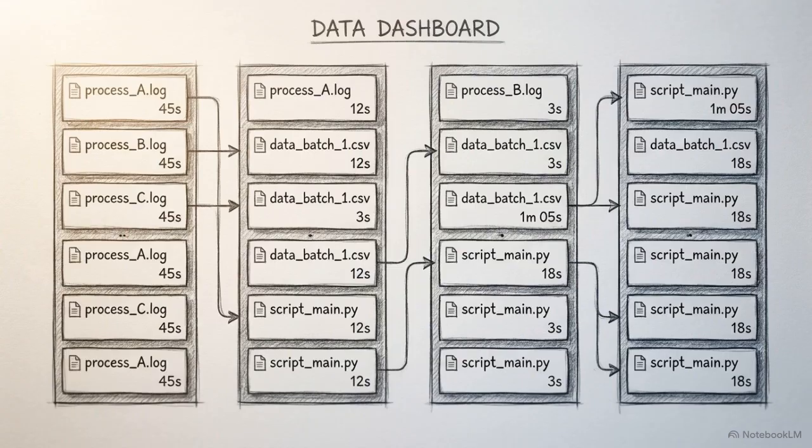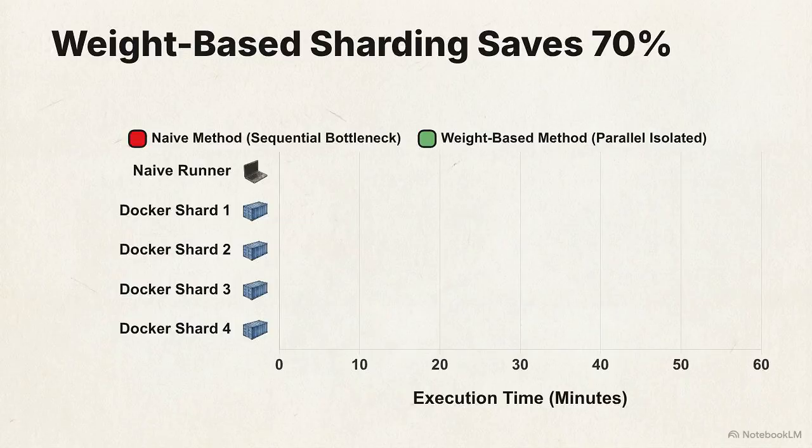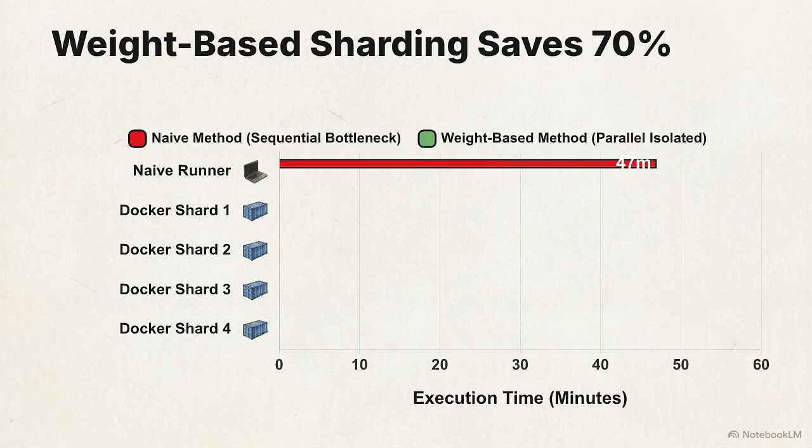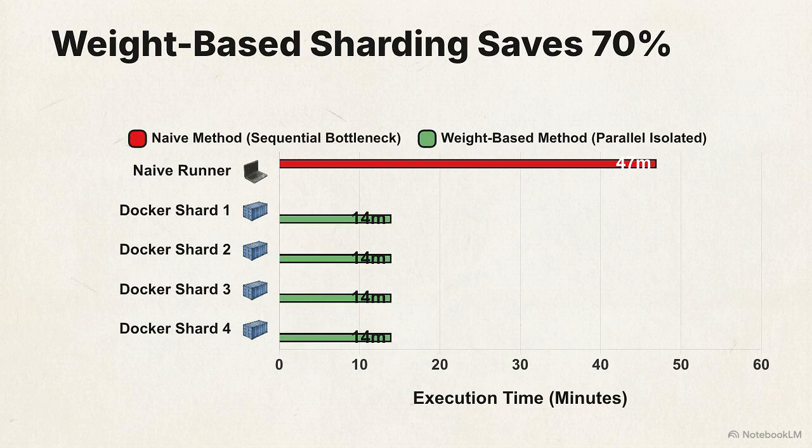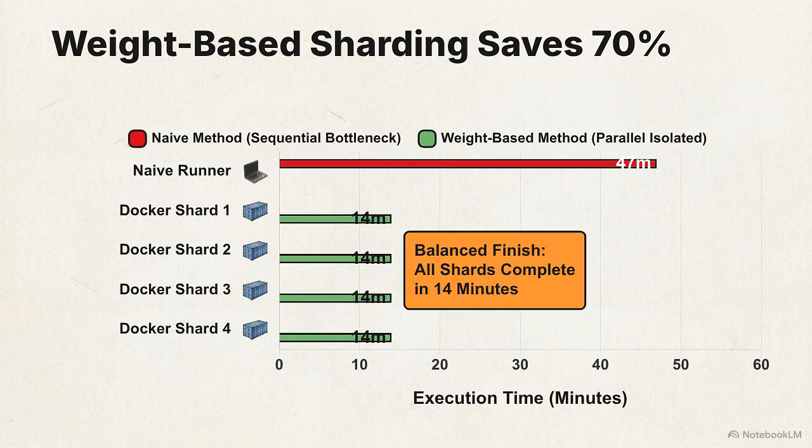Instead, utilize Playwright's built-in sharding combined with a test cache. This method divides the suite based on historical test execution time. This Gantt chart compares the approaches. The top bar shows the naive method, where a single unbalanced shard drags total runtime to 47 minutes. The bottom rows show the weight-based method, producing 4 balanced 14-minute parallel bars finishing at the exact same time.